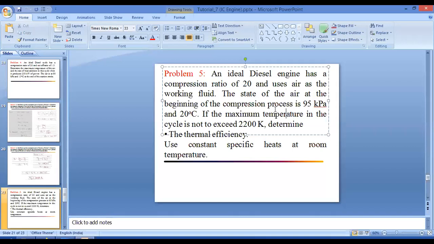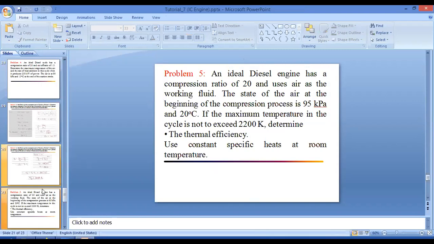Then, at the beginning of compression, means at point 1, pressure and temperature are given. You can see the pressure is somewhat near to atmospheric, so it is obvious that it will be at point 1, because at points 2, 3 and 4 the pressure will be higher than atmospheric, because we are compressing and adding the heat, so that's why the pressure will increase. Again, the temperature is somewhat similar to the atmospheric temperature, right? This is P1 and T1. Maximum temperature 2200 Kelvin, that is T3, is given. We have to calculate the thermal efficiency.